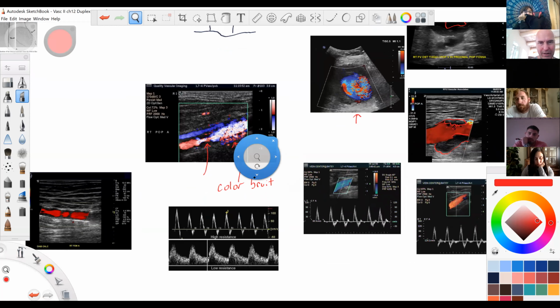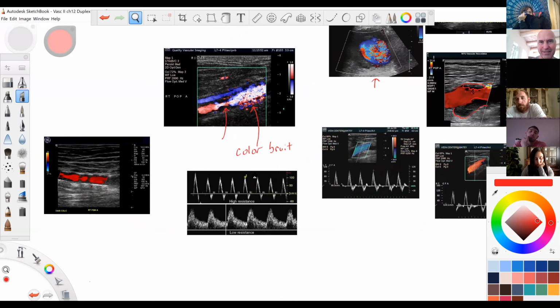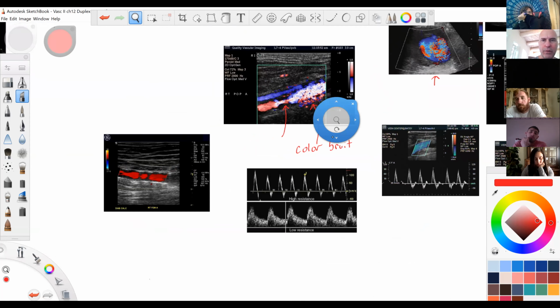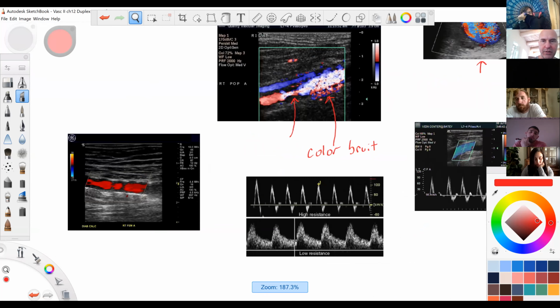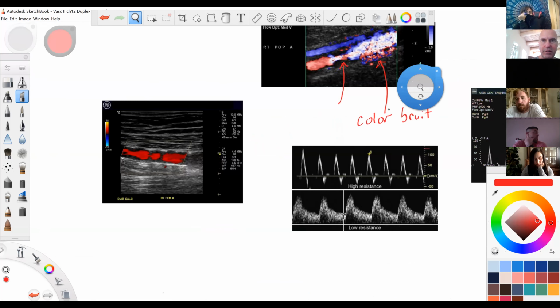Let's see, where else are we? I know I'm kind of all over with these. I just grabbed these pictures as I found them and as I was looking for them.